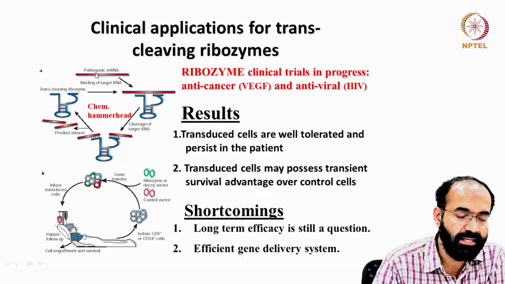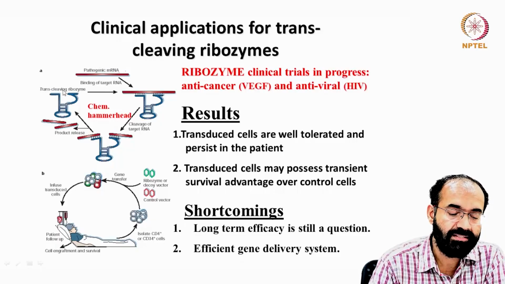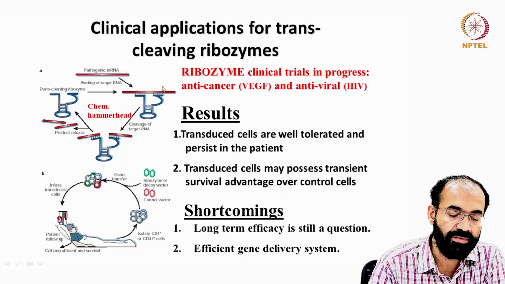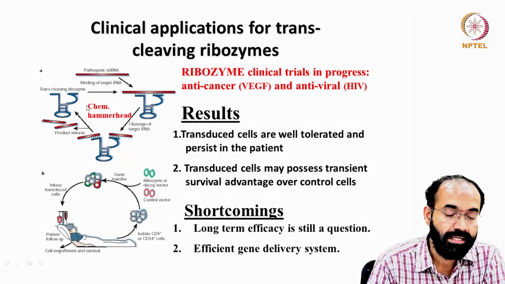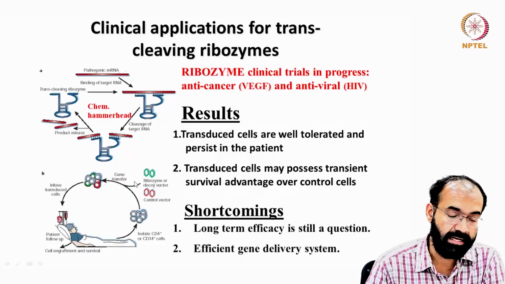So what happens here is, if you have a pathogenic RNA and you design a ribozyme that is a trans-cleaving ribozyme, it will go and bind, as you can see here, at specific loci, and it causes a breakage. So this is a chemically produced hammerhead ribozyme. It can cause a cleavage onto the target RNA.